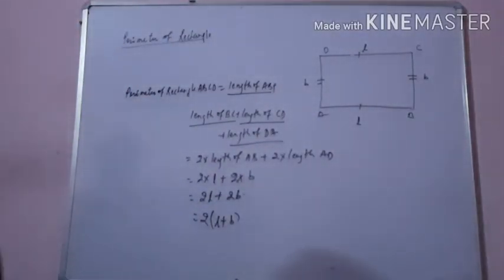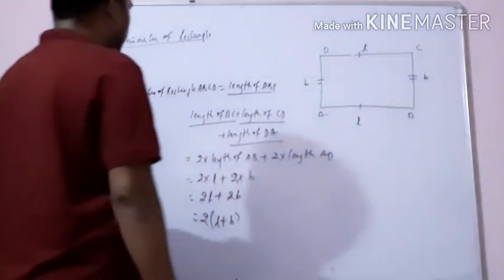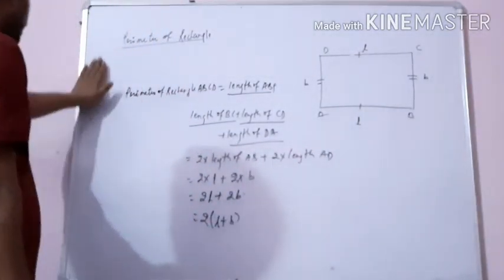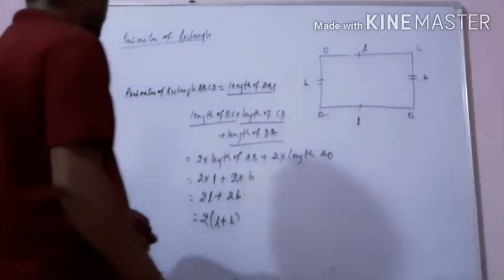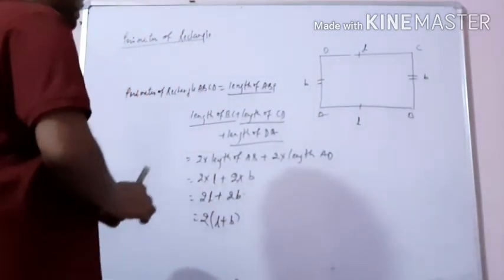So that's much for today. Solve the given questions and write about how we found the formula for the perimeter of a square and rectangle. Thank you.